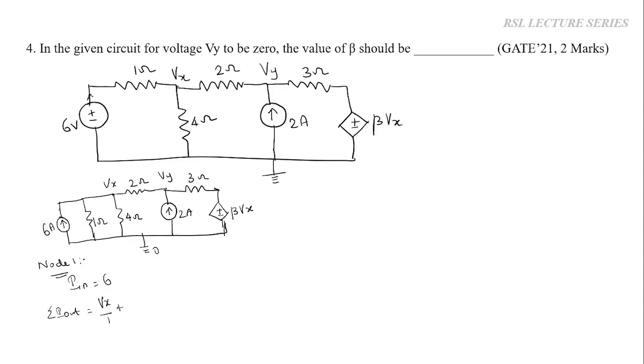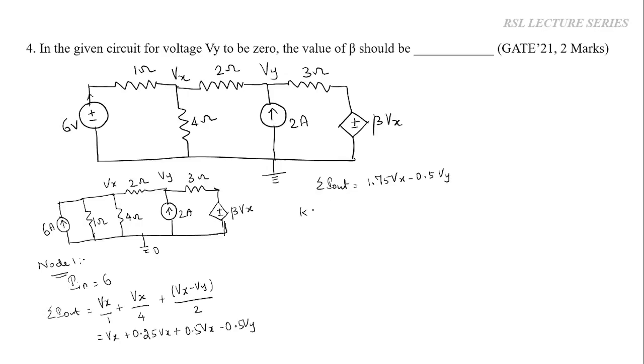So Vx by 1 plus the current flowing through this 4 ohm resistor is again Vx divided by 4. Next, this 2 ohm resistor is lying in between node 1 and node 2. So the voltage is Vx minus Vy. In this case, we are writing for node 1, so we have to consider this as Vx minus Vy divided by 2. On simplification, Vx by 1 is nothing but Vx. Vx by 4 is 0.25 Vx. And this can be written as Vx by 2 minus Vy by 2, so 0.5 Vx minus 0.5 Vy. On simplification, we will get the outgoing current as 1.75 Vx minus 0.5 Vy.